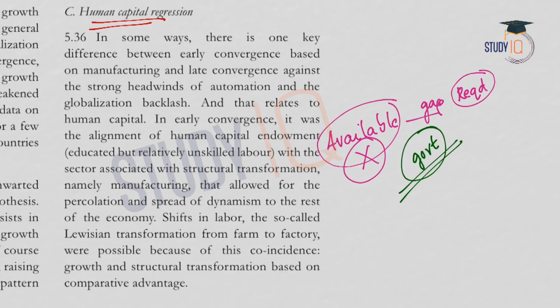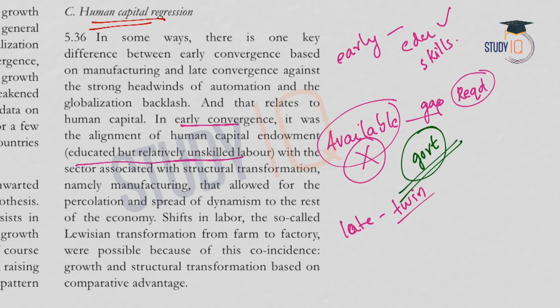Now coming to the early convergers. Early convergers like Japan, Korea, China had educated but relatively unskilled labor. So they had education but skills were lacking. But for late convergers like India, there is a twin challenge. What is this twin challenge? First of all, they do not have quality basic education. Basic education might be there, but there is no quality in it. And secondly, the required human skills are also missing.